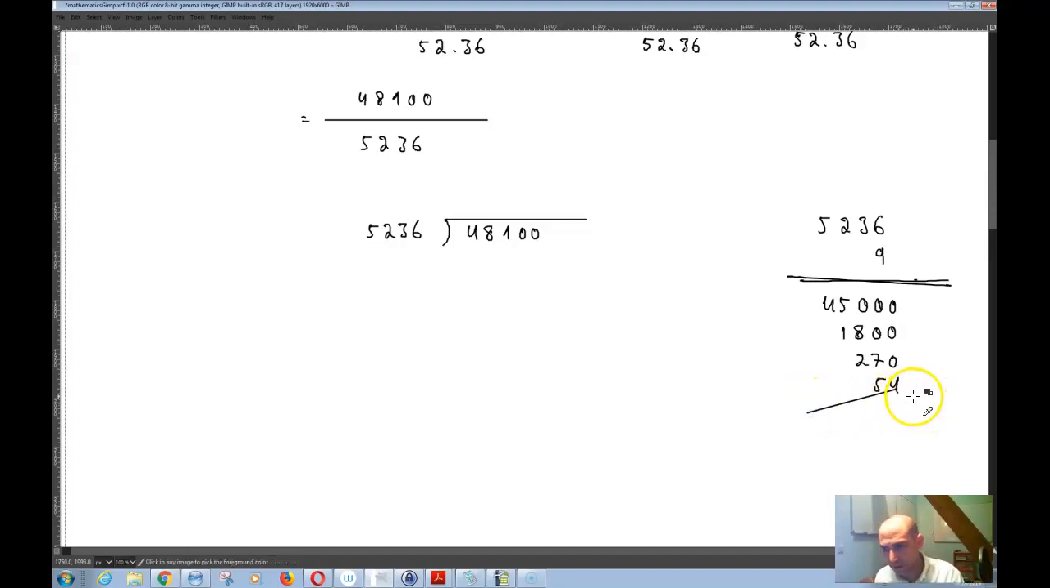So if you add these together, what you will get is basically a 4, a 12, 1, a 12, 1, and then you have 11 here, and then you have 11 here, so 1 here, that's a 7, and that's a 4, 47,124. So 9 over here gives me 47,124.